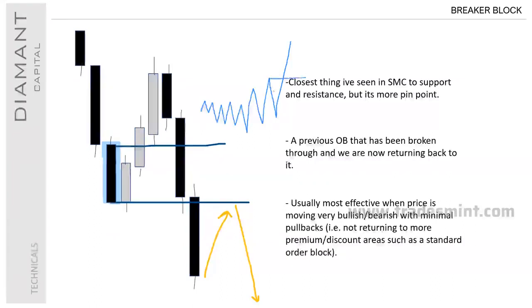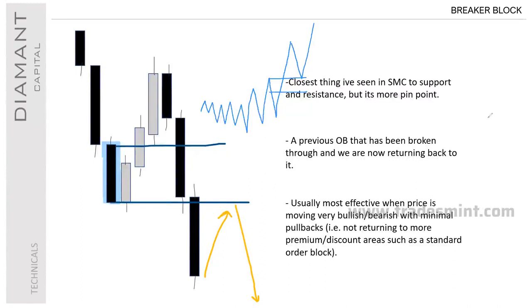The breaker block is right here. It's the one that was smashed through and you enter straight off it. Now in retail concepts, this is what you would say as support. And that's perfectly valid. Now, personally, I would say to retail traders, you're not trading support and resistance. It's actually the breaker blocks that you're trading off.